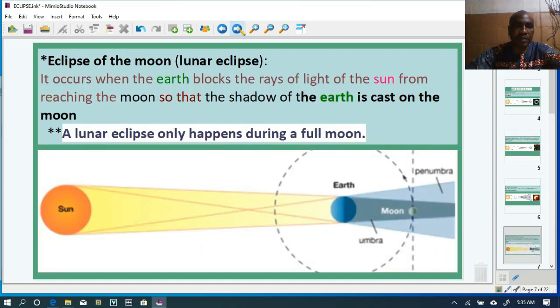Eclipse of the moon, also referred to as lunar eclipse. It occurs when the earth blocks the rays of light of the sun from reaching the moon, so that the shadow of the earth is cast on the moon. A lunar eclipse only happens during a full moon.